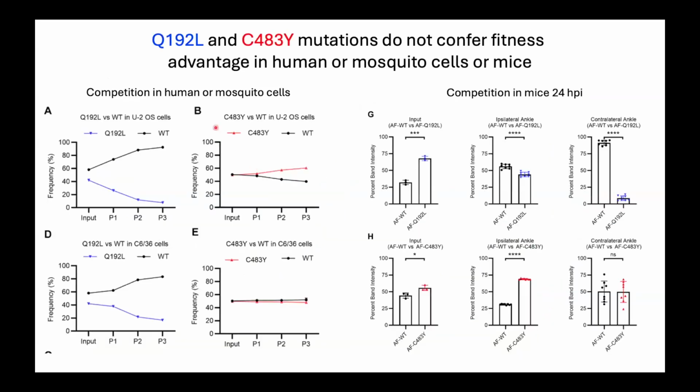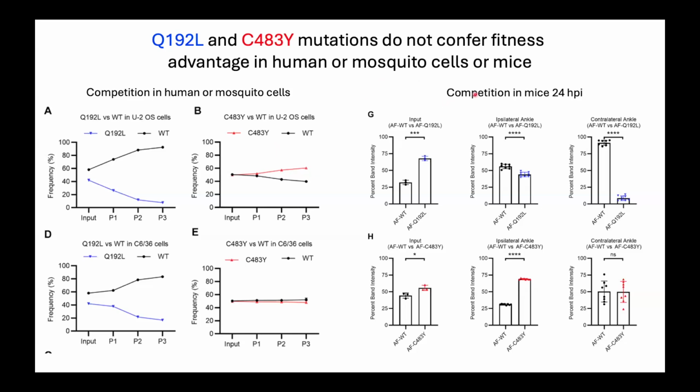Okay, so then Peishi performed some fitness studies. So basically mixing the mutant with the wild type and then passaging it on either U2S cells, here shown for both mutants, or on mosquito cell line C636 cells. So you can see basically the wild type outcompetes the Q192L mutant, which definitely has a fitness cost, and the C483Y mutant is more or less equivalent.